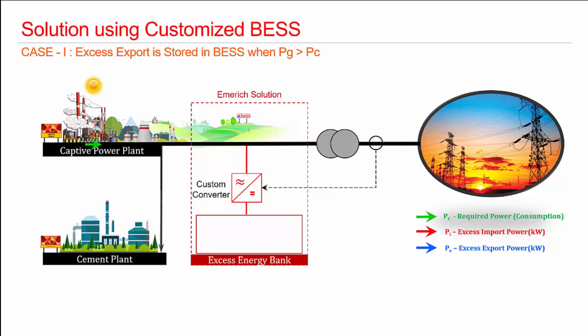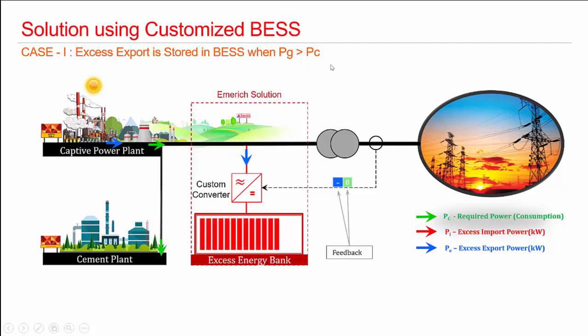Now, the solution using a customized BESS, as we have seen. In case 1, excess import is stored in the BESS, that is, the battery energy storage system, when the power generated (PG) is greater than the power consumed or required by the plant. By using a BESS and a custom converter, and taking feedback from the main 132 kV or 220 kV, whenever the requirement is in export mode, instead of exporting, that power will be consumed by this excess energy bank battery, and as you can see, it is getting charged.